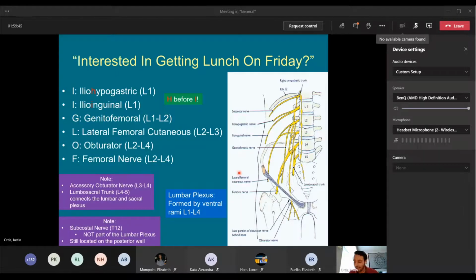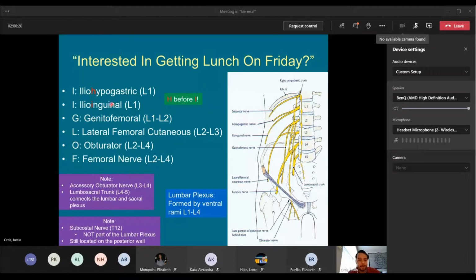So here we are on the next slide. The I in interested is going to be your iliohypogastric. So that's going to be L1. You have your ilioinguinal, which is going to be L1 again. Iliohypogastric and ilioinguinal, I know it's hard to remember which one comes first. So I put something there, H before I. A, B, C, D, F, G, H, I. Yeah, so H before I, right? So you have iliohypogastric and then you have ilioinguinal. That would have sucked if that was wrong. So they're both coming off of L1, right?